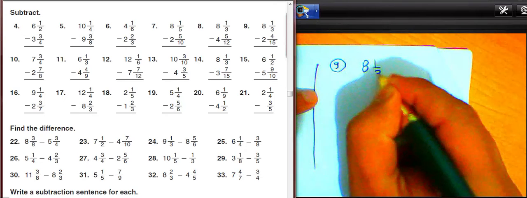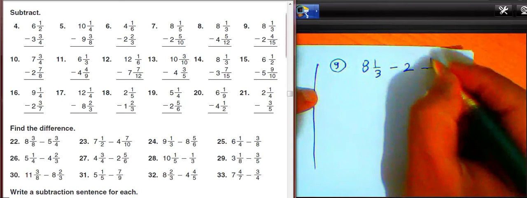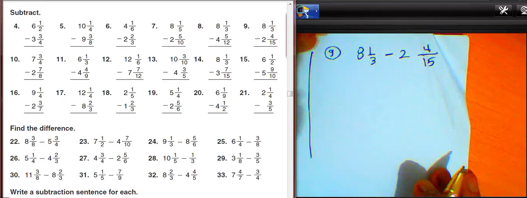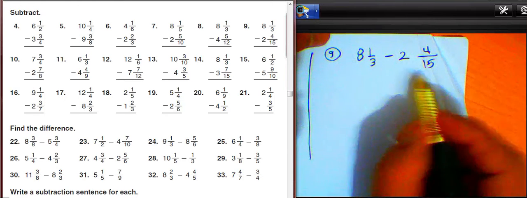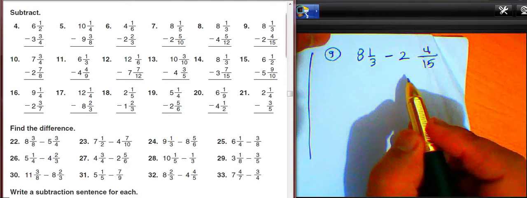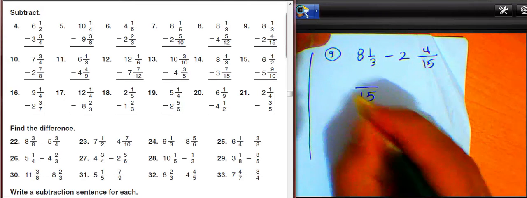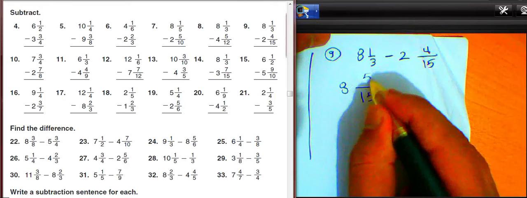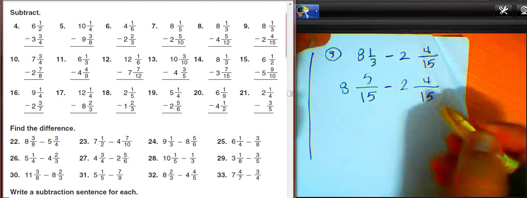8 and 1 third, subtract 2 and 4 over 15. Who can solve it? We can convert. Okay. The least common multiple of 15 and 3 will be 15, because 15 can be divided by 3, so we must write 15 here. 3 times 5 equals 15. 1 times 5 equals 5. Subtract 2 and 4 over 15.